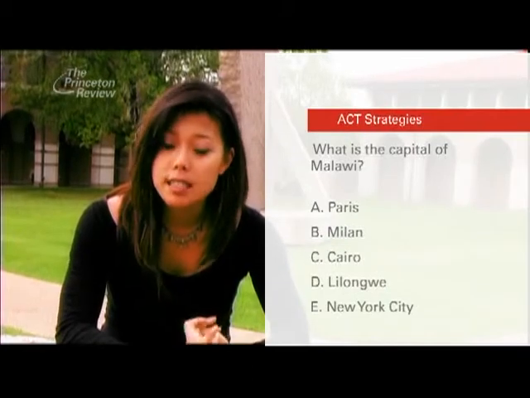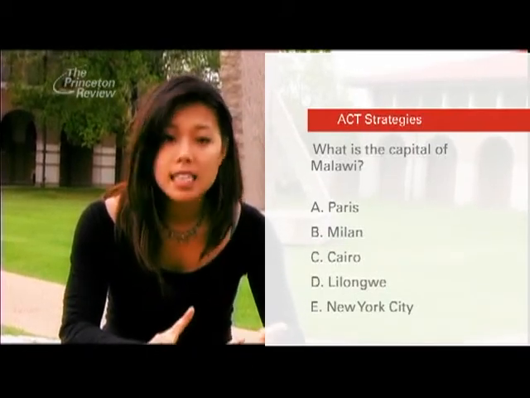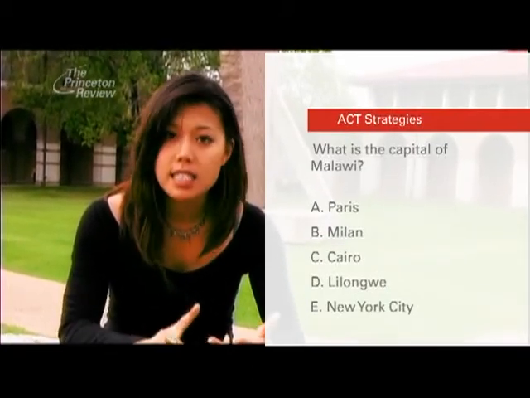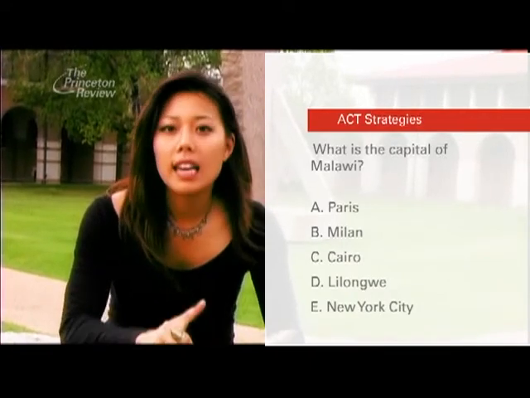The first thing we need to know about the ACT is that we actually use the structure of the test against it. On a standardized test such as the ACT, we know that one of the answers has to be right. So how does this help? Okay, pop quiz hotshot. What is the capital of Malawi? Any idea? Well, what if I were to give you some options? I have A, Paris, B, Milan, C, Cairo, D, Lilongwe, and E, New York City. Have a better clue? The answer is D, Lilongwe.